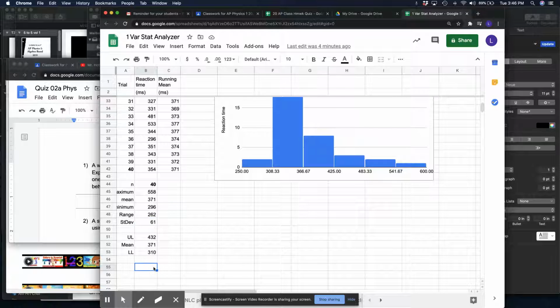So if we're going to express it overall, we start out with a mean. So that is going to be 371 plus or minus standard deviation, which is 61. And so that would, at first glance, seem to be the case, that that's our mean with its uncertainty. However, the problem is that our uncertainty can really only have one significant digit.